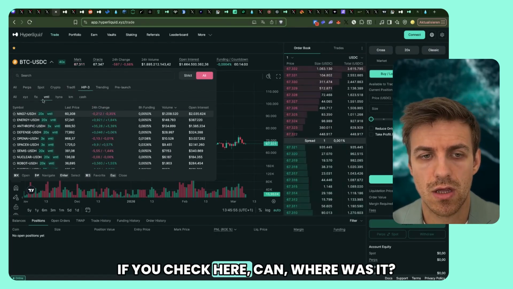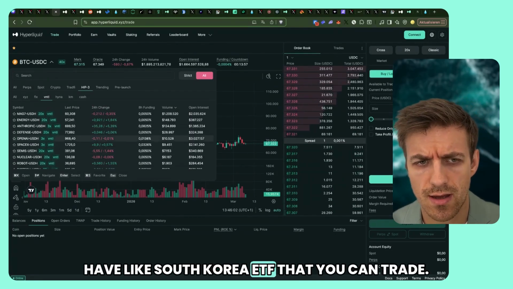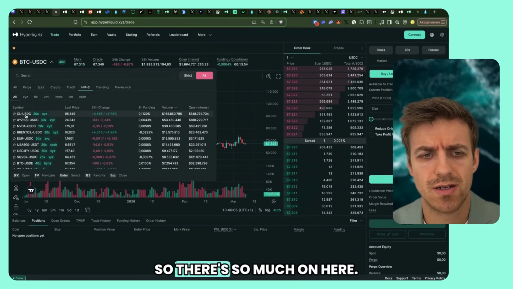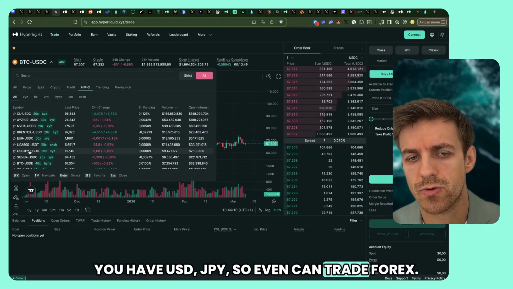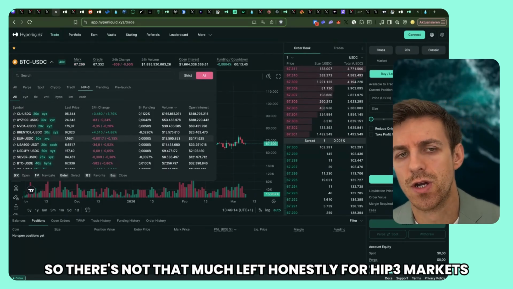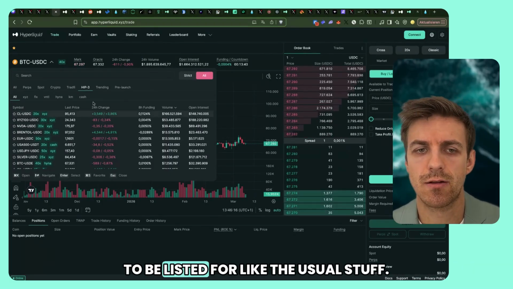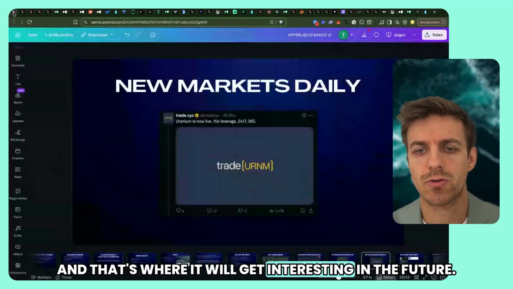If you check here, you can, where was it? We have like a South Korea ETF that you can trade. So there's so much on here. You have USDE, JPY, so you can even trade Forex. So there's not that much left, honestly, for HIP-3 markets to be listed for the usual stuff. And that's where it will get interesting in the future.